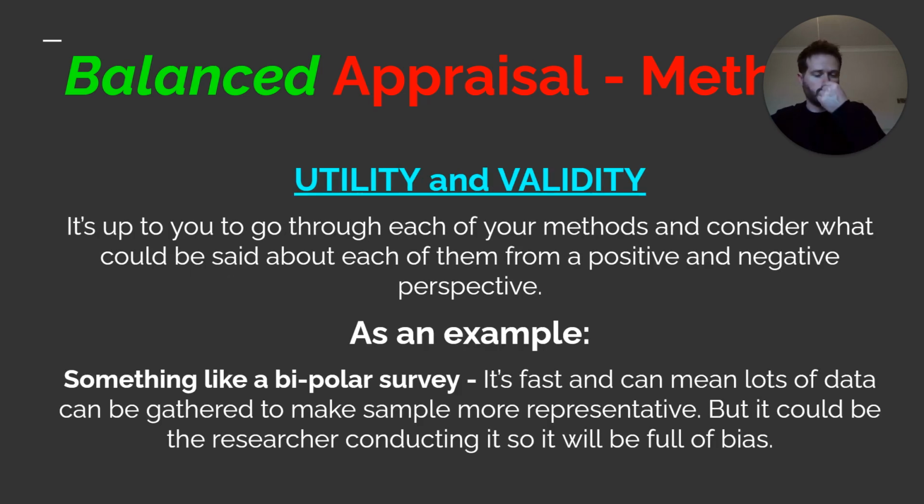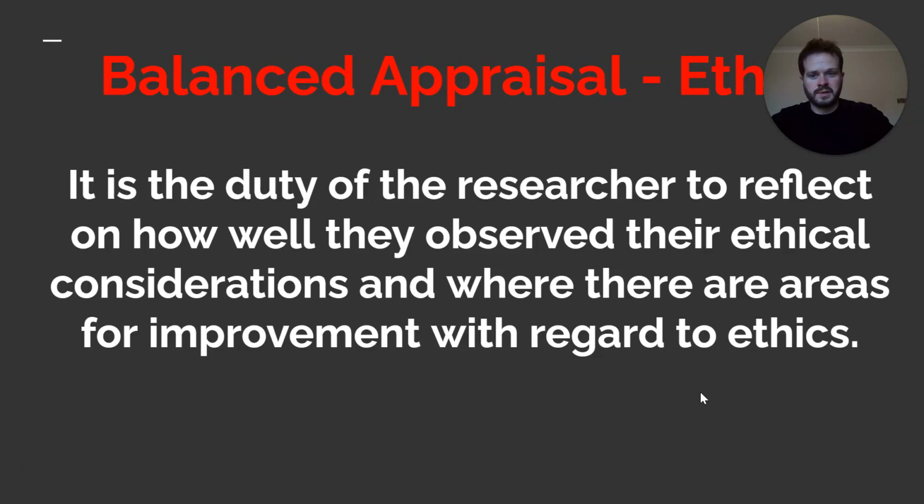Okay, so I've just got a small example there. So something like a bipolar survey, it's fast. It means you can gather a lot of data, making a sample more representative. You can do it in multiple points very, very quickly with a bipolar survey. It's boom, boom, boom, boom, boom. Scores generated. It's quantitative. You can do statistical analysis on it. Really useful. But if you, the researcher, are conducting it, there may be bias associated with that. Yeah, particularly if maybe you're doing research on your hometown or something like that. All right. So that's your balanced appraisal.